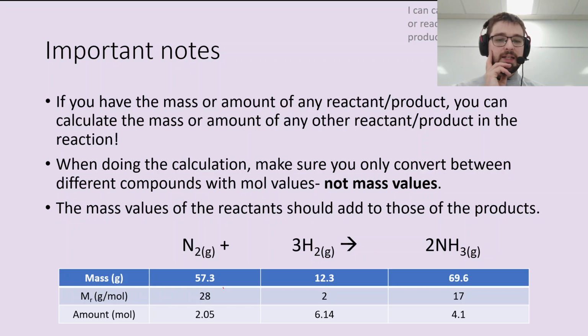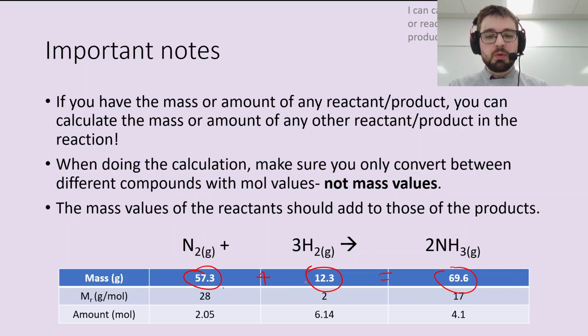One thing you can test if you're really unsure is that the mass values of the reactants will add up to the mass values of the products. In this case, 57.3 and 12.3 together add up to 69.6. If you're really uncertain, or you want another way to double check your answer, you could figure this out. Another way this could save you 30 seconds in an exam is if you start with this one and you need to calculate both of these.